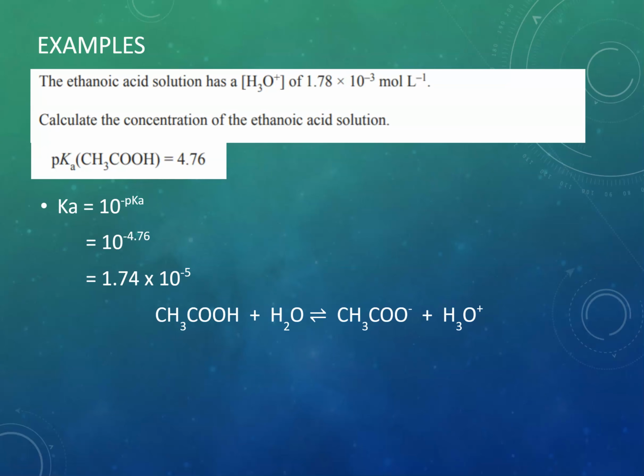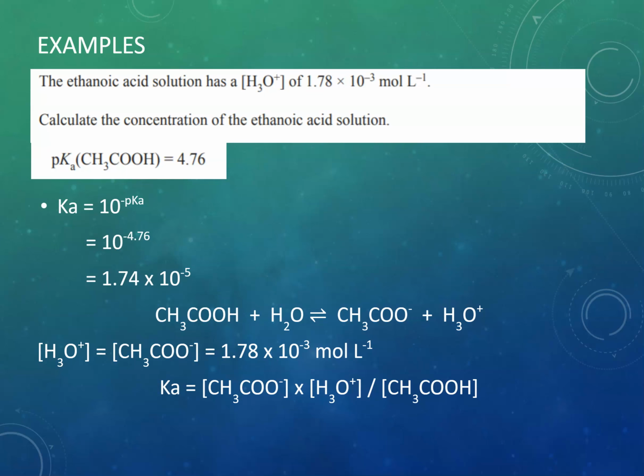I'm going to write an equation, and I'm going to write out the Ka expression. No, I'm going to make that assumption first. We're going to assume that if the hydronium ion concentration is 1.78 times 10 to the minus 3 mole per litre, that the ethanoate ion concentration is going to be exactly the same.